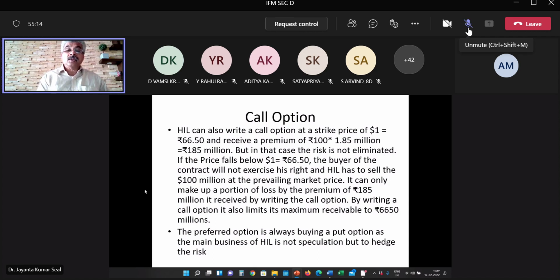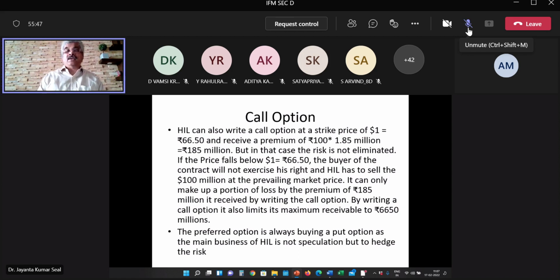Okay? So it can only make up a portion of this loss by the premium of 185 million it receives by writing the call option. By writing a call option, it also limits its maximum receivable to 6650. You don't get more than that, because if the price is more than that, the buyer will exercise his right. So naturally, you don't get the benefit. So naturally, a call option is not suggested. Buying a put option is suggested. When you write an option, you actually do not eliminate your risk.